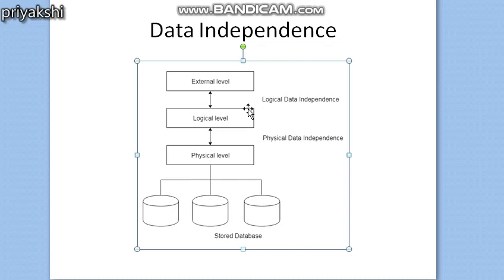Logical data independence is the capacity to change the conceptual schema without having to change the external schema or application programs. We know that application programs are at the external level. We may change the conceptual schema to extend the database. So how can we extend the database? By adding a record type or a data item.